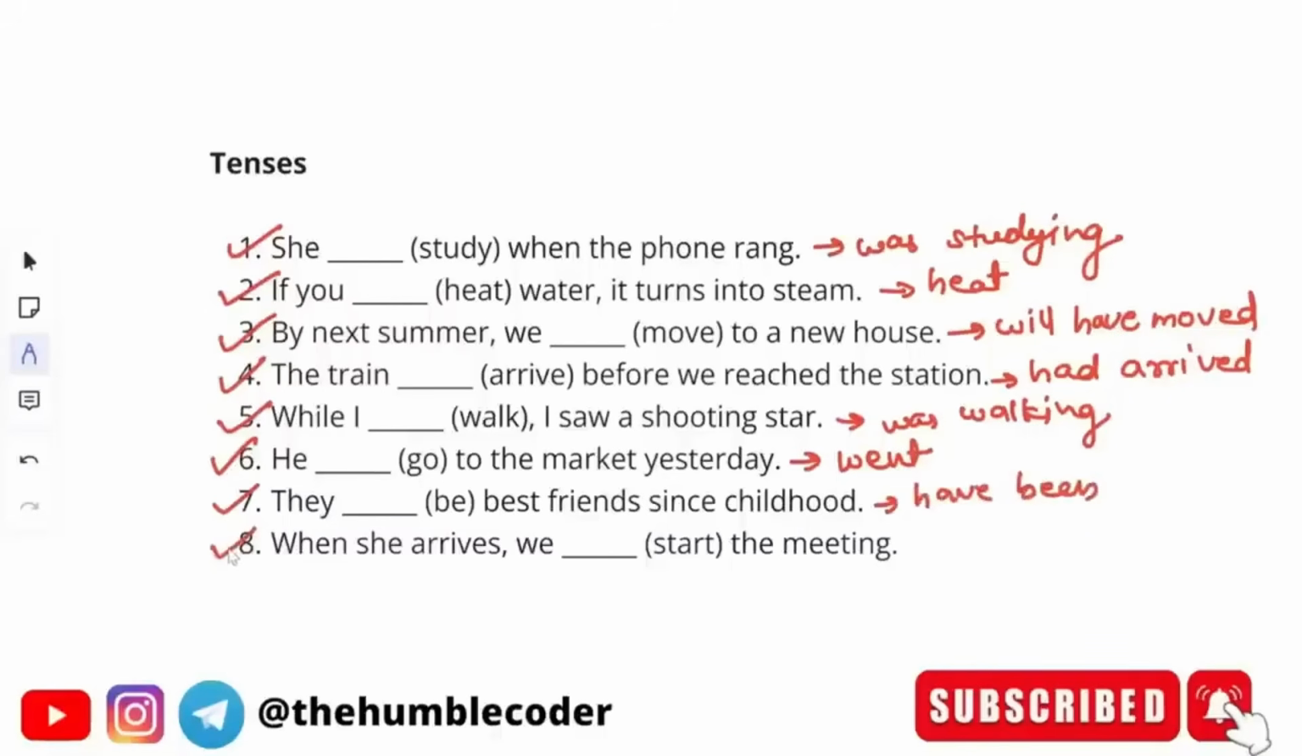Next question that we have is when she arrives, we dash start the meeting. The correct answer will be when she arrives, we will start the meeting. Future tense basically. Okay, hope you have understood these set of questions. Okay, very easy. If you have practiced enough, I can very confidently say that you will definitely attempt these questions very well. Don't worry about it.